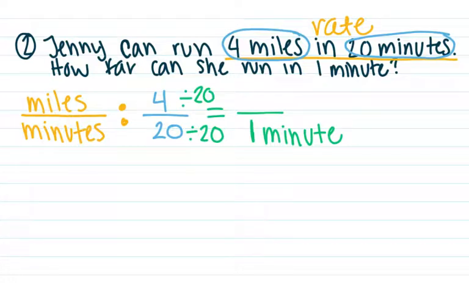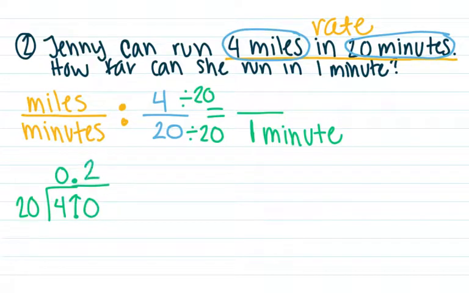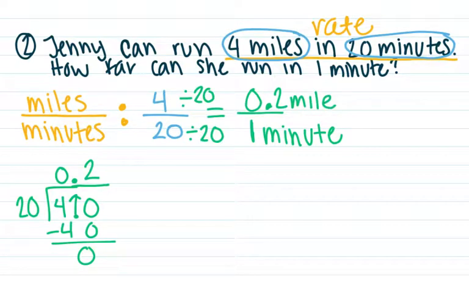So down here to the side, I'm going to do a little bit of scratch work because I am going to show my work and work this problem out. Okay, 20 does not go into 4. So I add a decimal point and a 0. 20 goes into 40 2 times. That is going to be 40. I subtract. And so I find out that she can run 2/10 of a mile in 1 minute.